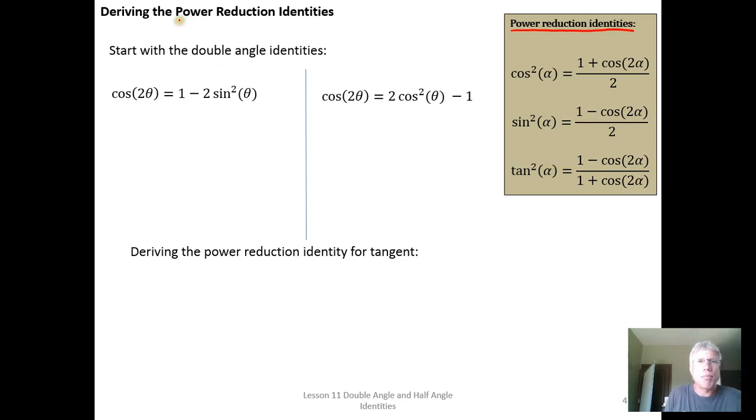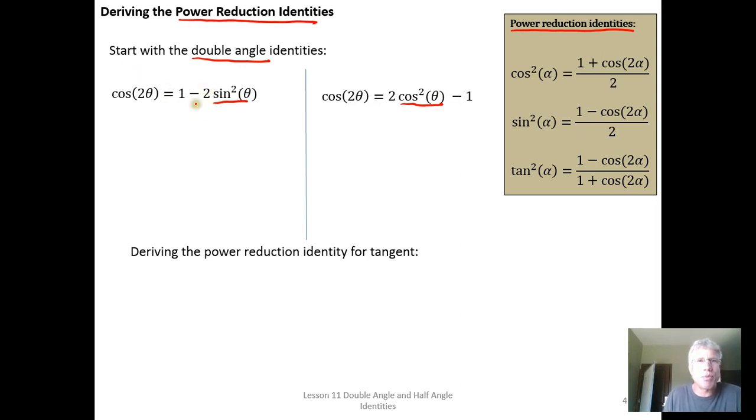The way that you come up with the power reduction identities is you start with two of the double angle identities. In a previous video we derived the double angle identities for the cosine function, and you pick either of these two identities and simply solve it for sine squared or cosine squared. So we essentially take one identity and from it create another identity by rewriting one that we already know in a useful form.